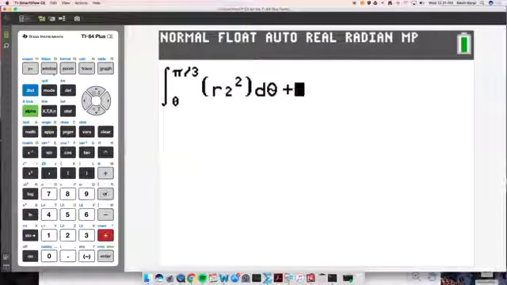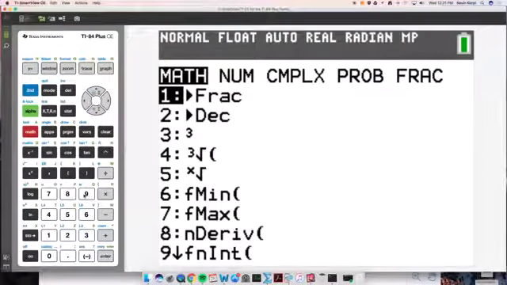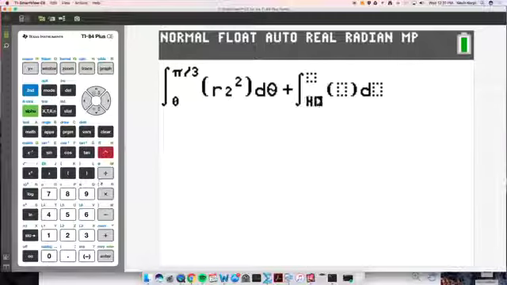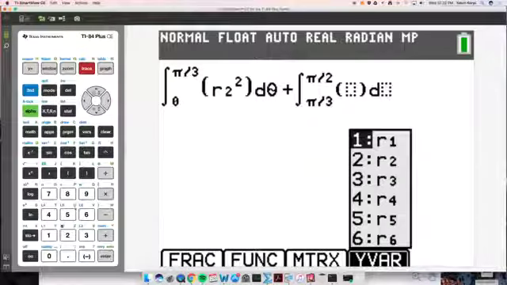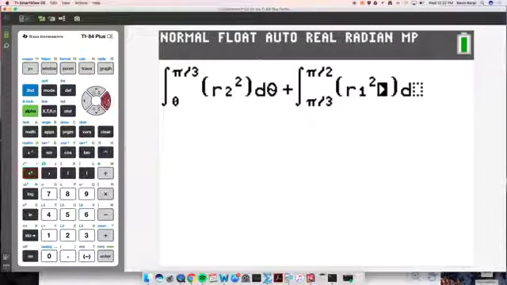Plus, again, the 1/2 is gone, so just another math 9 from pi thirds to pi halves. Thank you. I did it again. Pi halves of the other one, which is what I have in R1. I also did 2 times pi. Thank you. So alpha trace now number 1. Don't forget to square it. D theta. So a quick double check of that to make sure everything looks good.